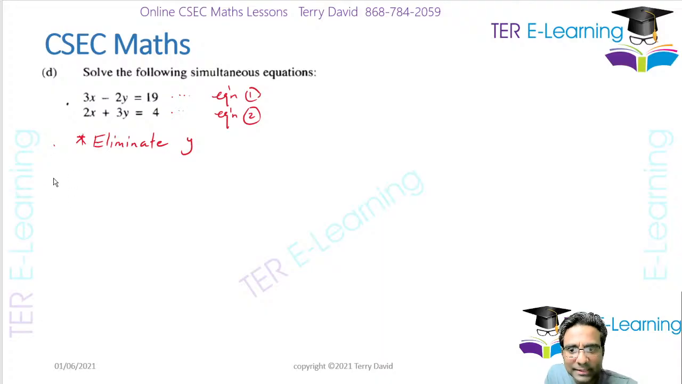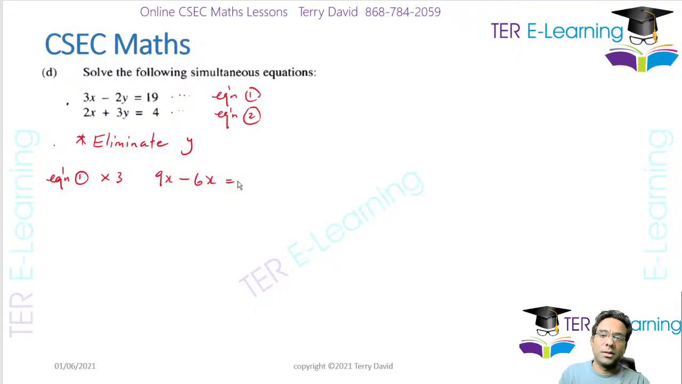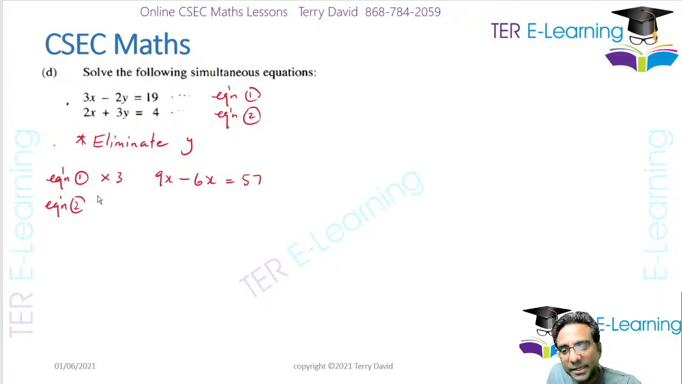We're going to take my equation 1, and I'm going to multiply equation 1 by 3. So therefore, I'm going to get 9x minus 6y, which is equal to, what is 19 by 3? 19 multiplied by 3, I'm going to get 57. So this here is going to be 57. The next thing I'm going to do, I'm going to take equation 2, my second equation, and multiply by 2. So this is going to give me 4x, and 3 multiplied by 2 is going to give me 6y, and that's going to give me 4 2s 8.